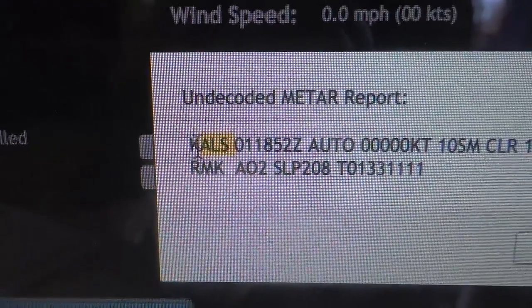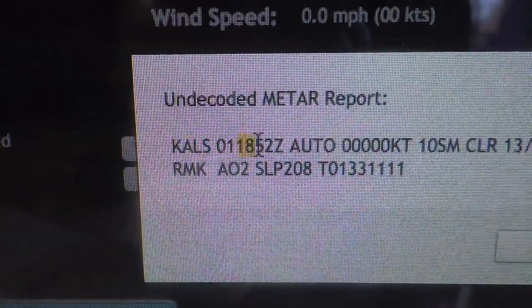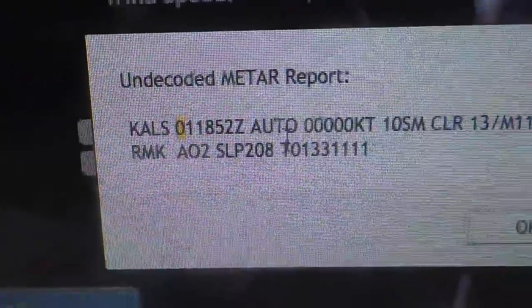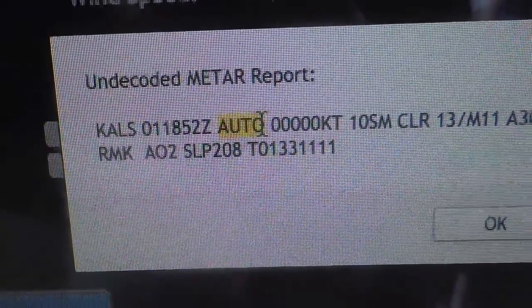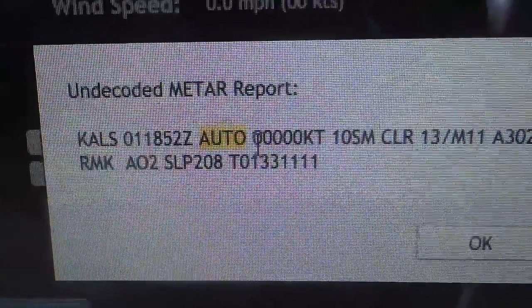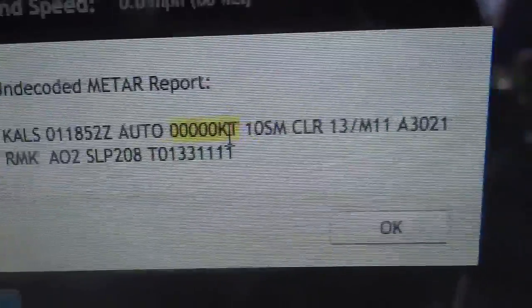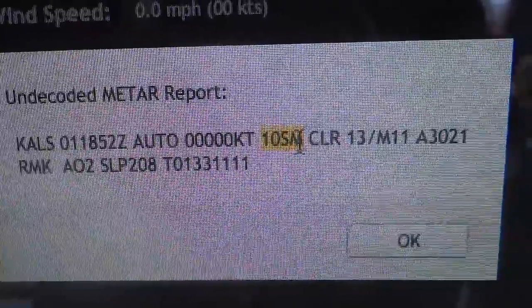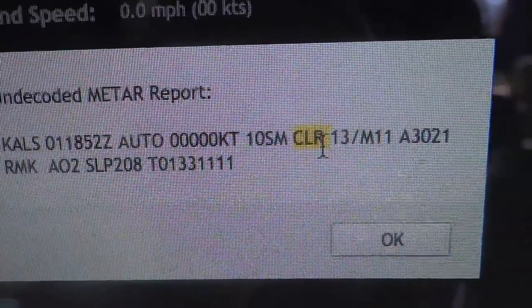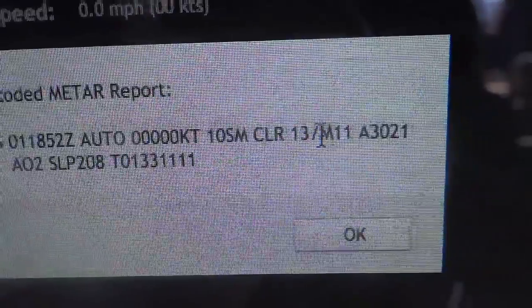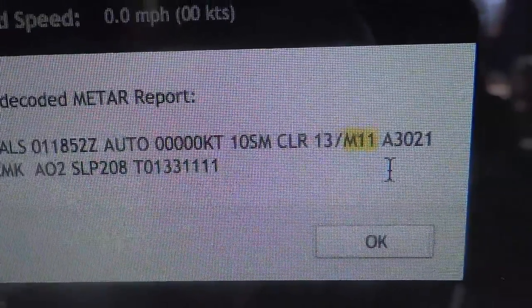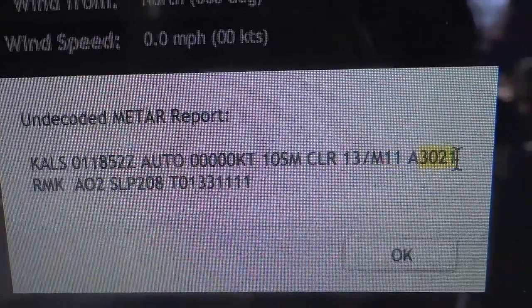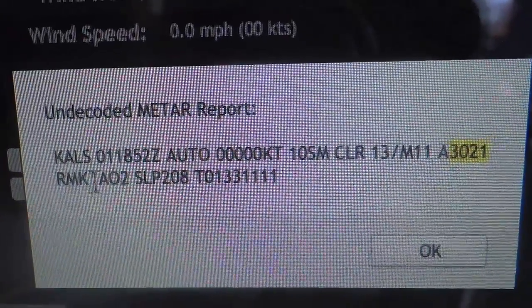K essentially denotes the United States. Here's the time, 1852Z, 01 being the first day of the month, so November 1. It is an automated report, meaning that there is no human involved. It is all computerized. 000, so 0 direction on the wind, and 0 knots, so that is calm winds. 10 statute miles is the visibility. Skies are clear. Temperature is 13 Celsius, dew point is minus 11 Celsius, or humidity is sub 10% or thereabouts. The altimeter is 30.21. Remarks, meaning is an AO2.